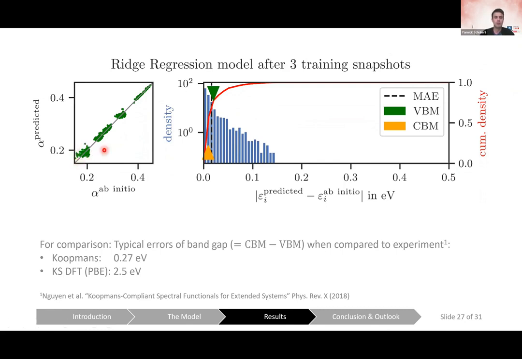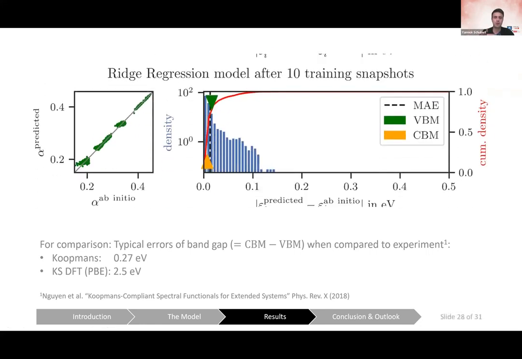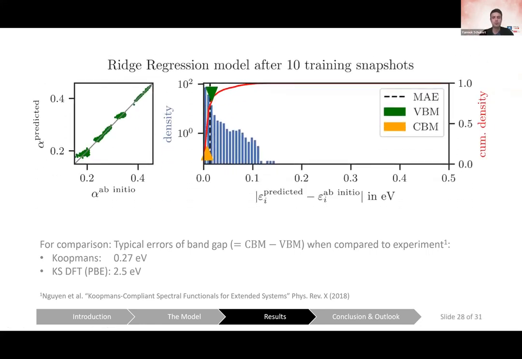So you can see that we improve the prediction of the screening parameters, and correspondingly, we also improve the prediction of the orbital energies. We only have a few orbitals with an error larger than 0.1 electron volt, and we don't have any orbital with an error larger than 0.15 electron volt. And again, of course, this result improves as you add more and more training data.